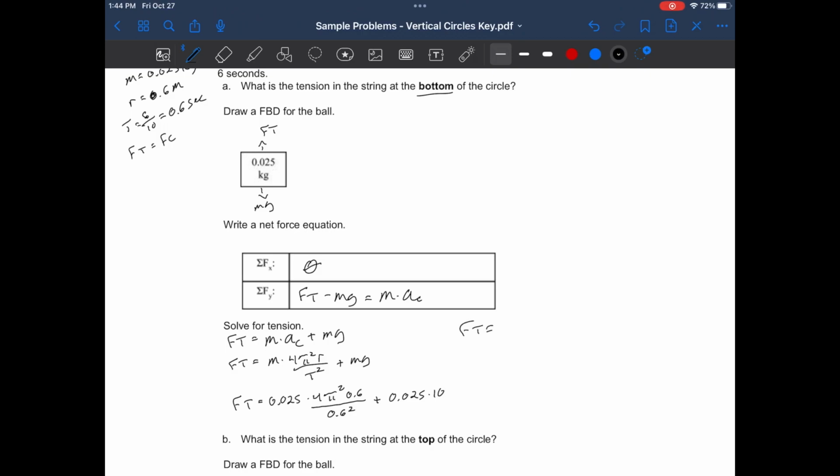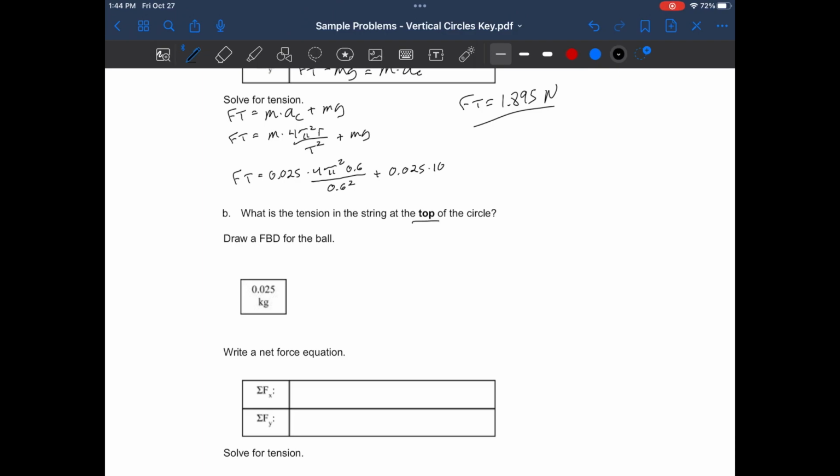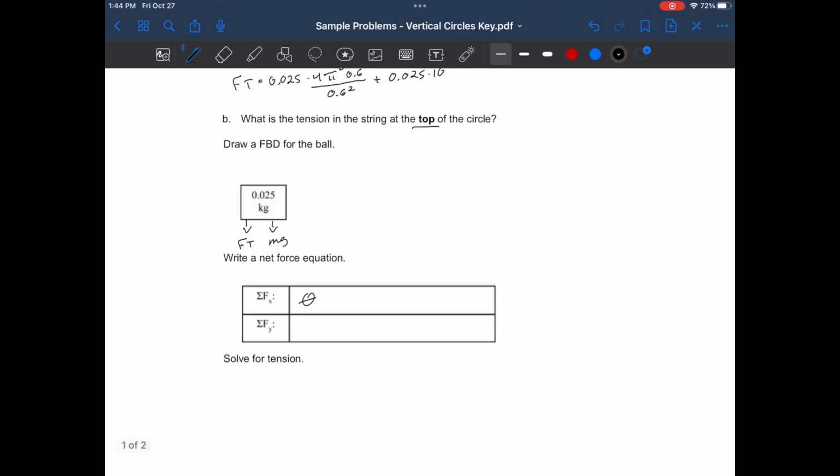When we calculate it all the way across, we get 1.895 newtons for the tension. Now at the top, it's going to be a little bit different because force of tension is down and so is mg. Both your forces are down, so you will be adding those two forces for your summation of forces.